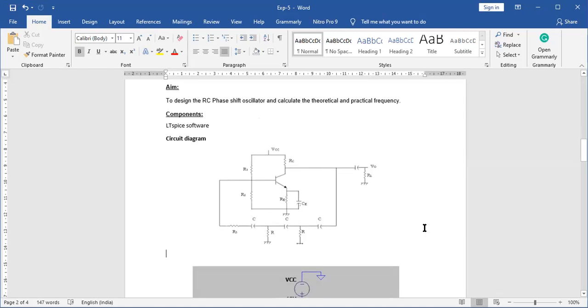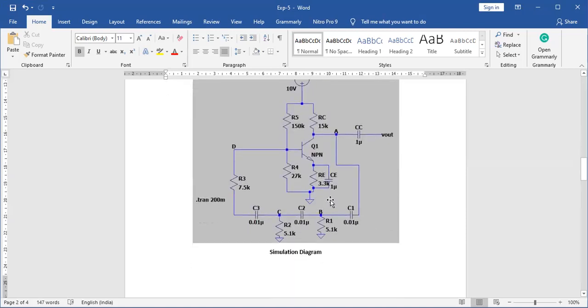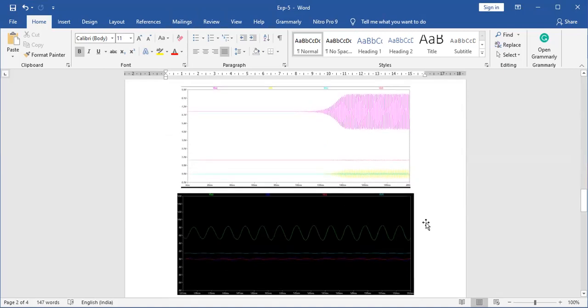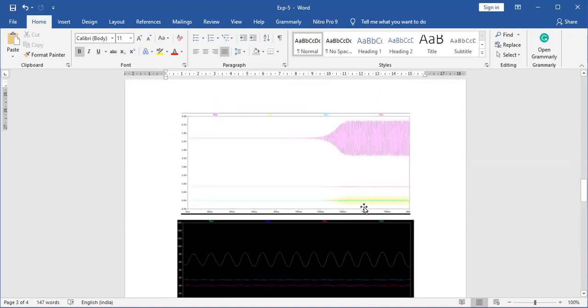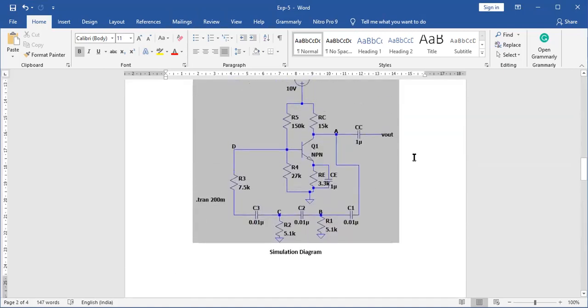This is the simulation diagram using LTspice. Here we want to check the output voltage. This is Vout, and this is A, so both are the same. This is the coupling capacitor. Here you should measure the output voltage at point A.